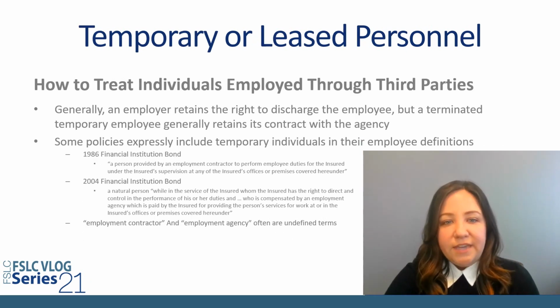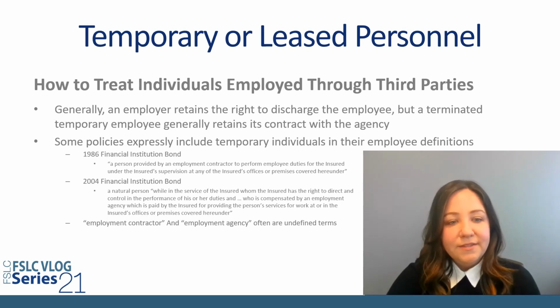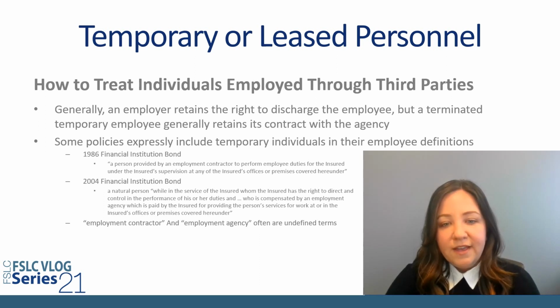Many modern policies have addressed temporary or leased personnel by expressly including them in their employee definitions. For example, the 1986 financial institution bond includes a person provided by an employment contractor to perform employee duties for the insured under the insured's supervision at any of the insured's offices or premises covered hereunder. The 2004 financial institution bond includes a natural person while in the service of the insured whom the insured has the right to direct and control in the performance of his or her duties, and who is compensated by an employment agency, which is paid by the insured for providing the person's services for work at or in the insured's offices or premises covered hereunder.